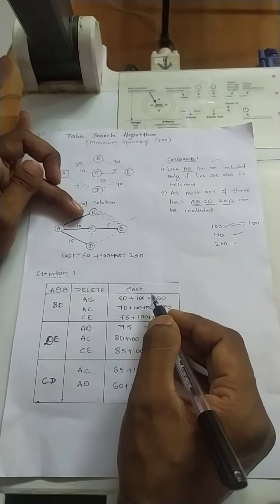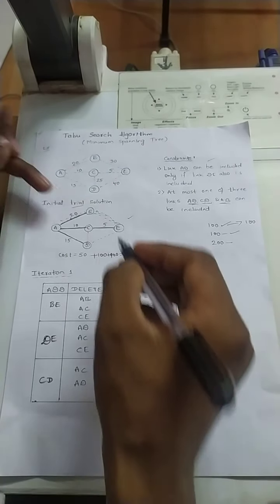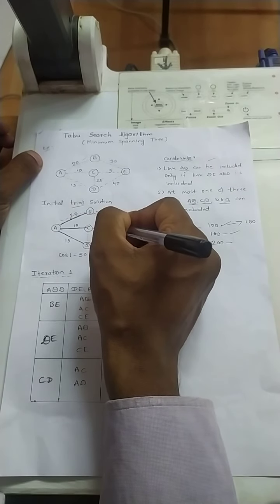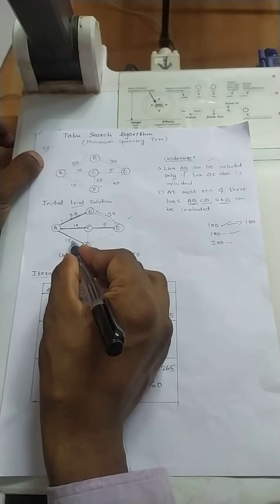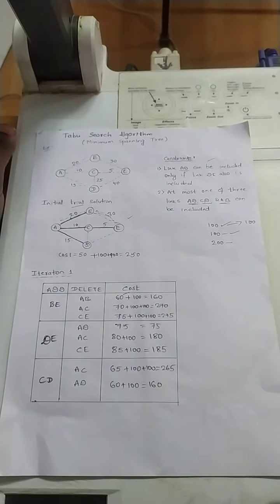Now let us find the cost. So this is 30 plus 10, 40 plus 5, 45 plus 15. It will be 60. See, I have written 60 first.